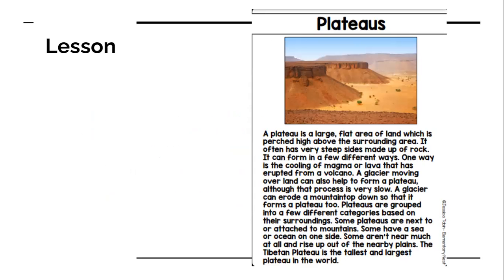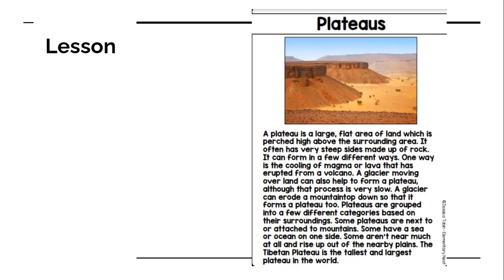Our first text is called Plateaus. A plateau is a large flat area of land which is perched high above the surrounding area. It often has very steep sides made up of rock. It can form in a few different ways. One way is the cooling of magma or lava that has erupted from a volcano. A glacier moving over land can also help to form a plateau, although that process is very slow. A glacier can erode a mountain top down so that it forms a plateau too.